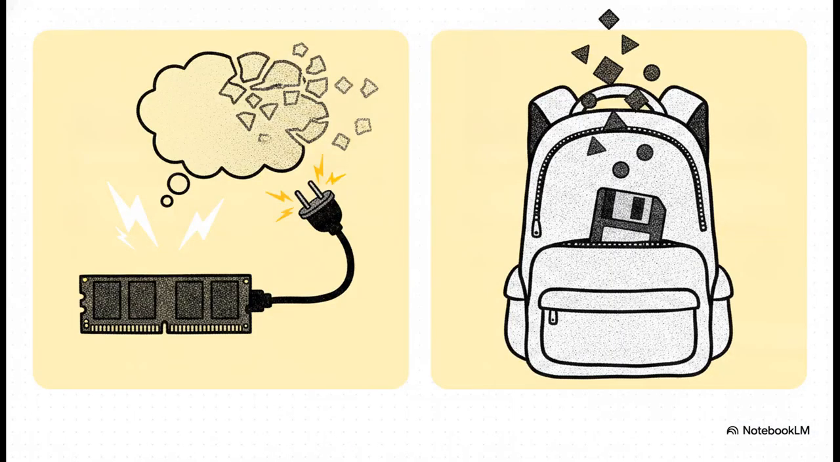Now, a super important distinction here is how memory deals with power. Volatile memory needs a constant, steady stream of electricity. If the power drops, it instantly forgets everything. It is strictly for temporary storage. Non-volatile memory, on the other hand, remembers everything permanently, even when your laptop is completely powered down and sitting in your backpack.